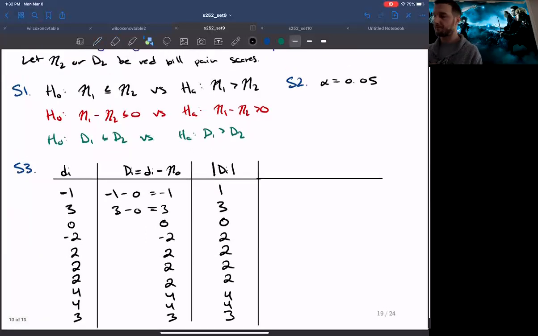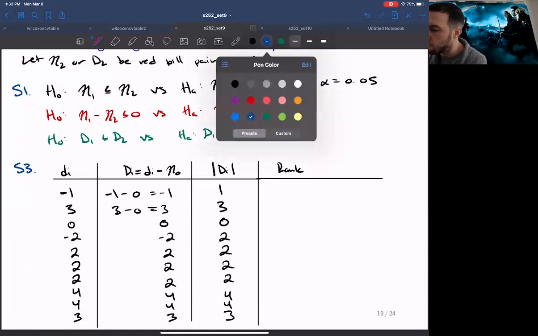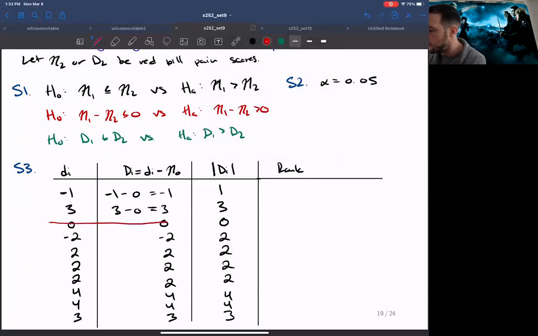Now we have to assign the ranks. We rank from closest to the value to farthest from the value. Any value that ties is excluded from the comparison. This is the same rule that we had before. So the zero here is going to be excluded because it ties with the value that we're testing. When we start ranking, the distance of one is going to get rank one because that's the closest. Now we have a four-way tie for second place.